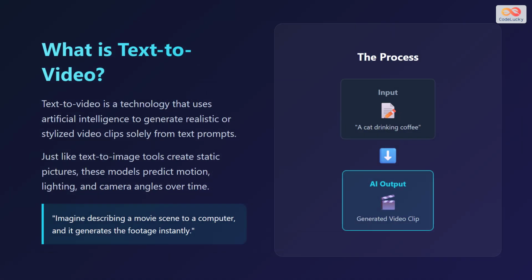So, what exactly is text-to-video? It is a generative artificial intelligence technology where you type a prompt, like a cat drinking coffee, and the computer generates a video clip matching that description. It is similar to text-to-image tools, but much more complex because it involves time and motion.